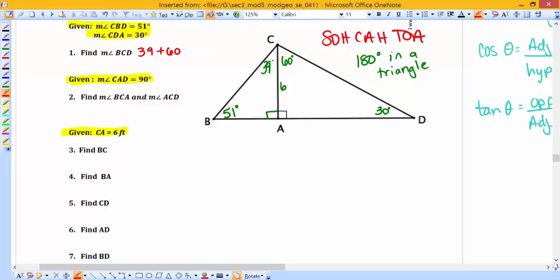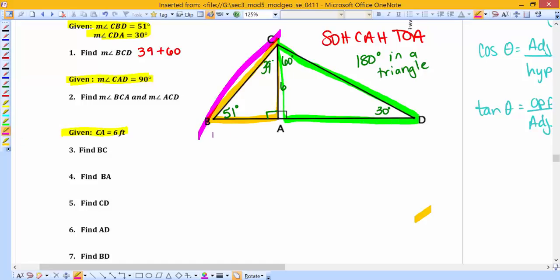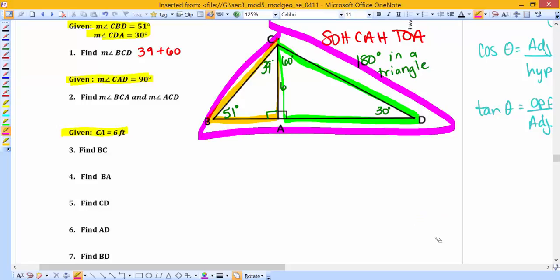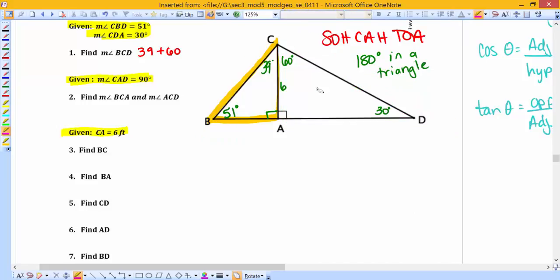To do 3 through 7, which is all finding side lengths, let's start with BC. I need to find BC. So here's BC. You need to recognize that you have right triangles here. I have 3 of them. I have this little one. I have this one. And then I have the entire big one. So I have 3 right triangles. Pay attention to only one at a time. So to do number 3, I'm going to pay attention to the little one.